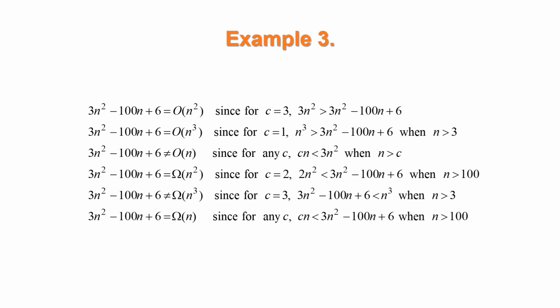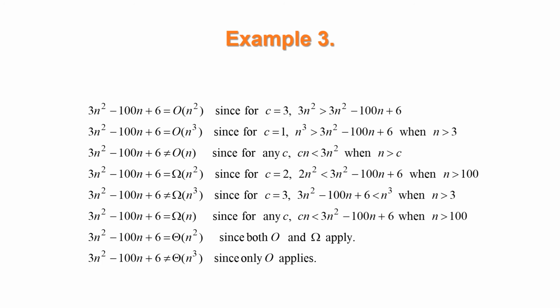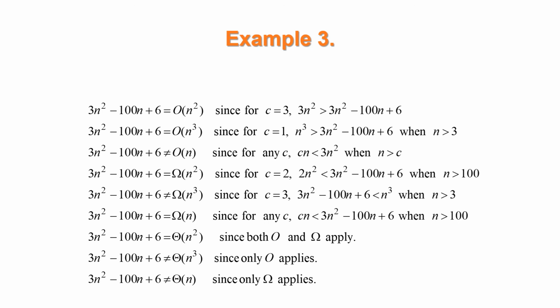3n squared minus 100n plus 6 equals omega n, since for any c, cn is less than 3n squared minus 100n plus 6 when n is greater than 100. 3n squared minus 100n plus 6 equals theta n squared, since both O and omega apply. 3n squared minus 100n plus 6 does not equal theta n cubed, since only O applies. 3n squared minus 100n plus 6 does not equal theta n, since only omega applies.